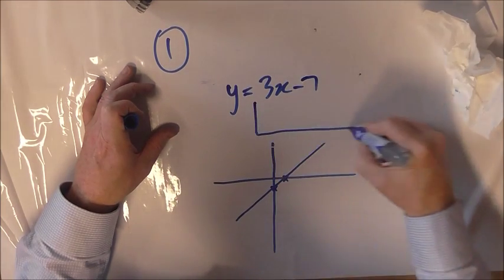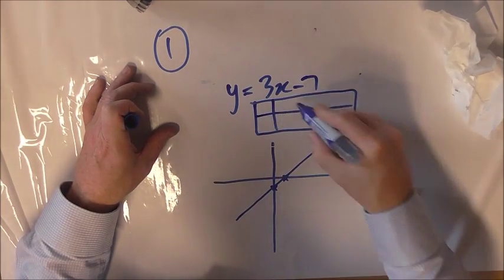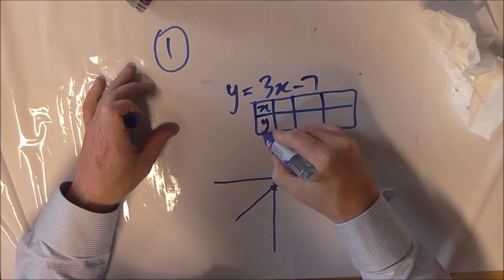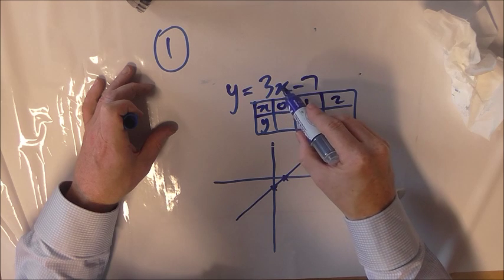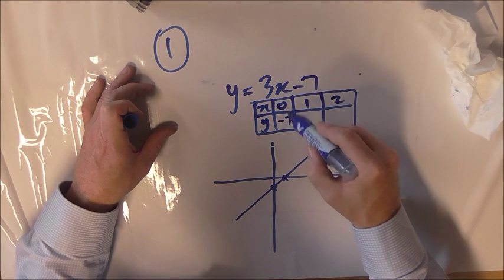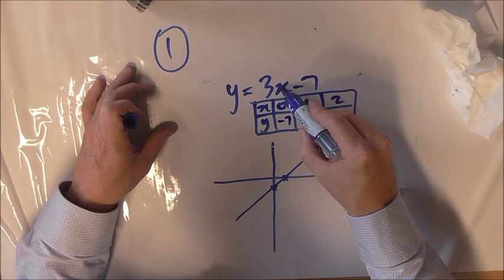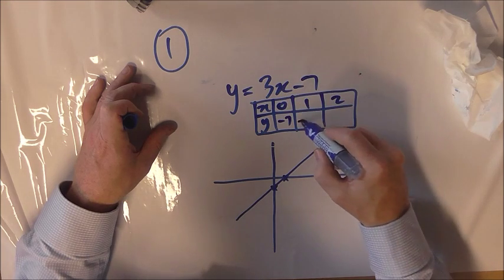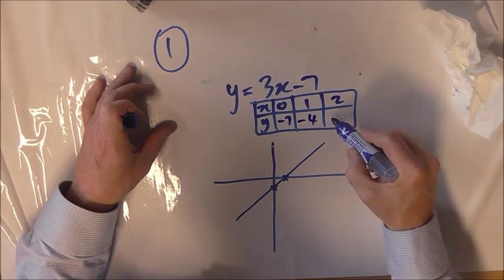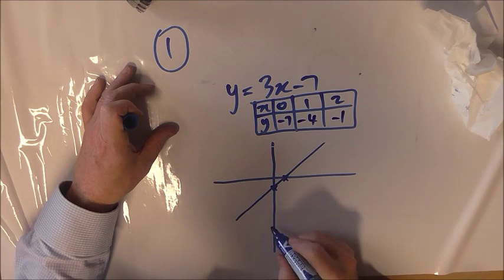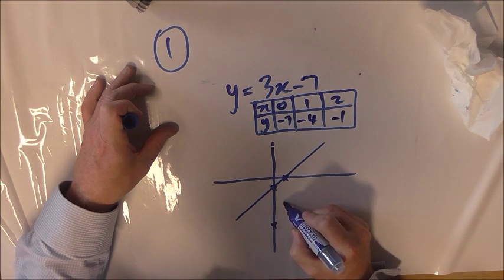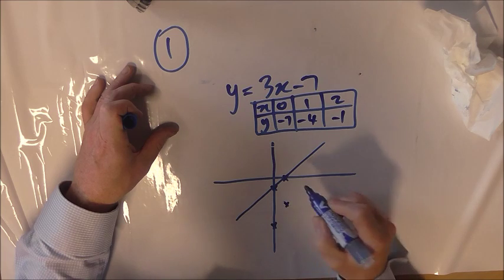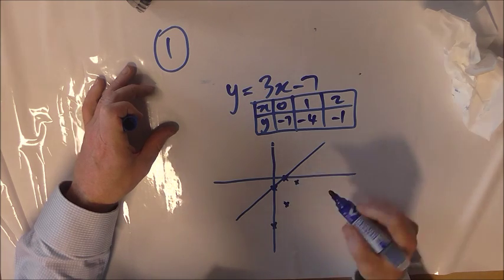So I'm going to graph that with an ordinary table. So if x equals 0, 3 times 0 is 0, take away 7 is negative 7. If x is 1, you get 3 times 1, which is 3, take away 7, you get negative 4. If x is 2, you get negative 1. So 0 along, 7 down, 1 along, 4 down, 2 along, 1 down.